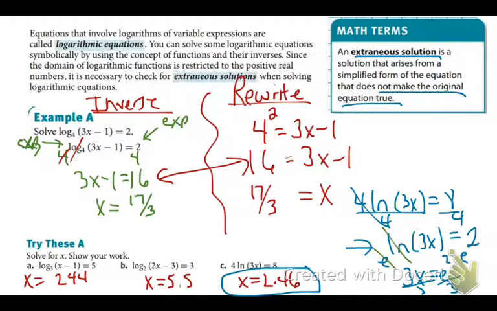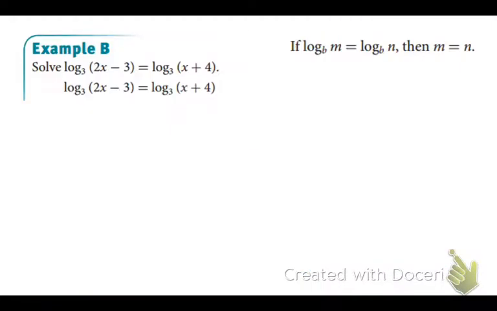Yes. Okay. All right. So let's look at our next one. Let me change color. Let's go with purple. All right. So this is different from the first one in that you have log base 3 on each side. It's nice that they both have a base 3, because what happens to bases that are the same? Cancel. So these just cancel each other out. And now we have 2x minus 3 equal to x plus 4.